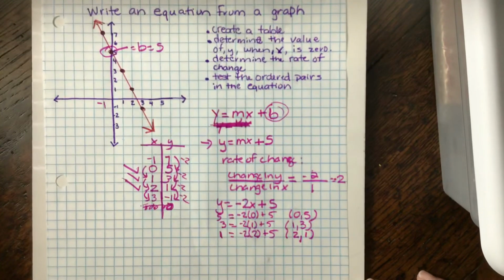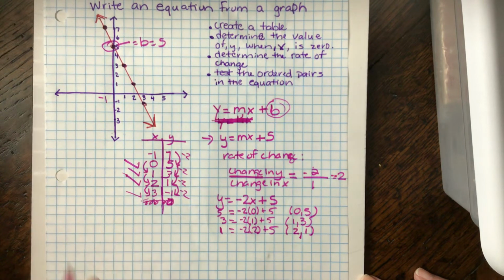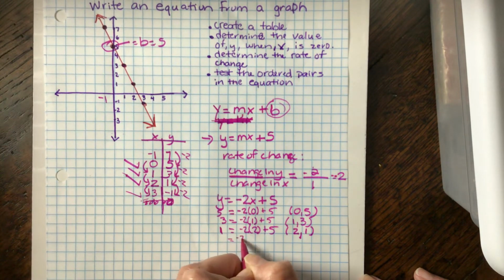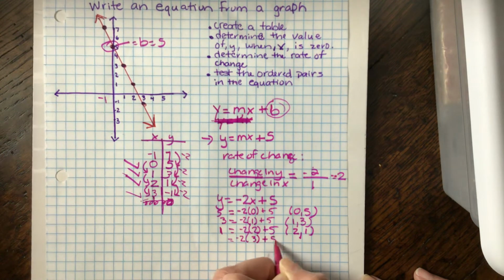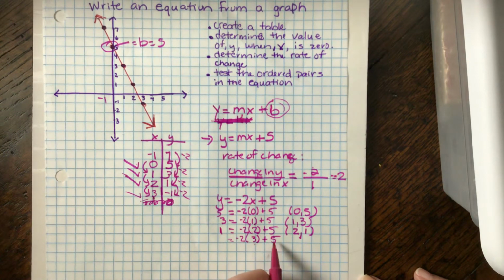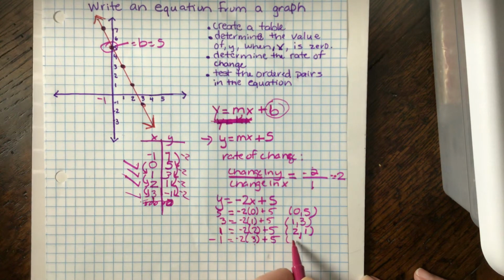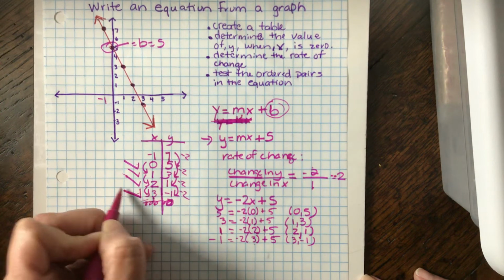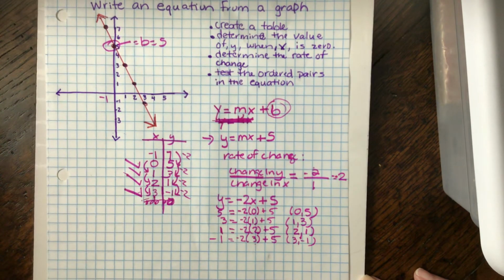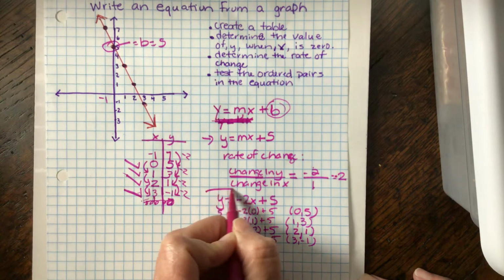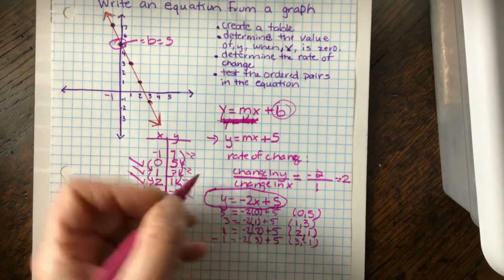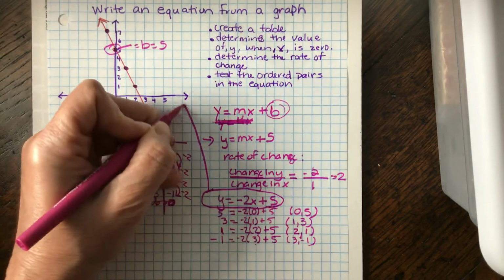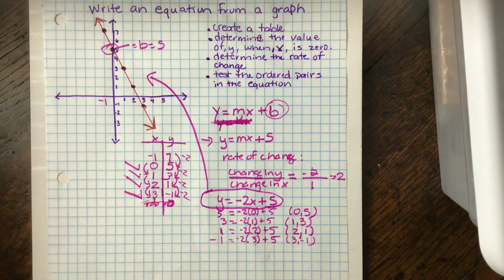Just checking my math as I go. Last one I'll check: negative 2 times x when x is 3. We have negative 6 plus 5. That's negative 1. So that gives us the point 3, negative 1, and this one checks off as well. So it looks like we were correct that this is the equation that goes with this graph.